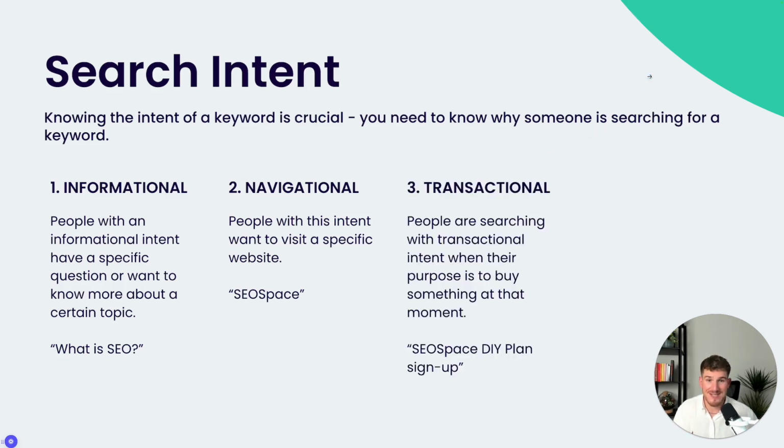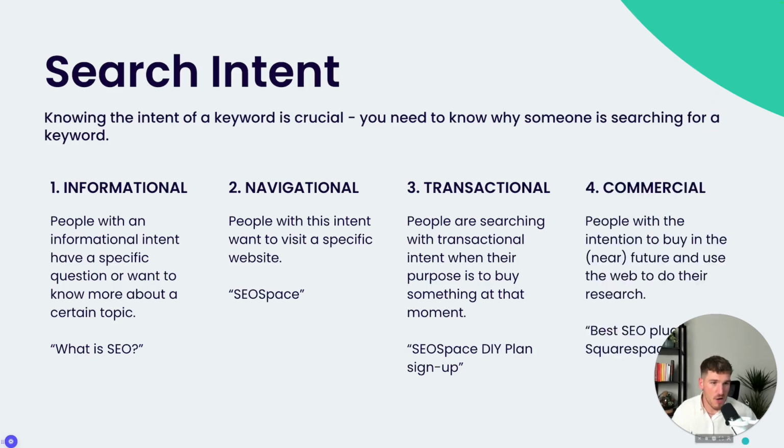We then have transactional keywords, and these are keywords that people search when they have transactional intent, i.e. they're looking to buy right now, they've got their credit card out, and they're looking to spend money. So for example, if someone searches for SEOSpace DIY plan sign up, that's because they've got the credit card out, they want to start a free trial, and they're ultimately looking to spend money.